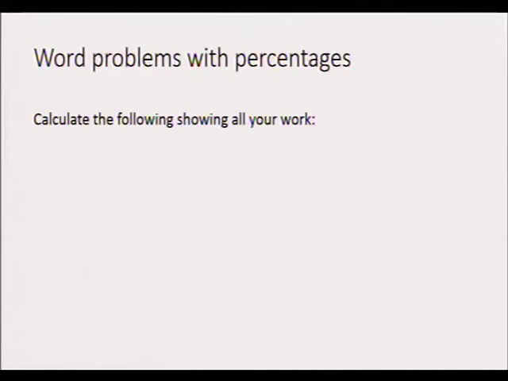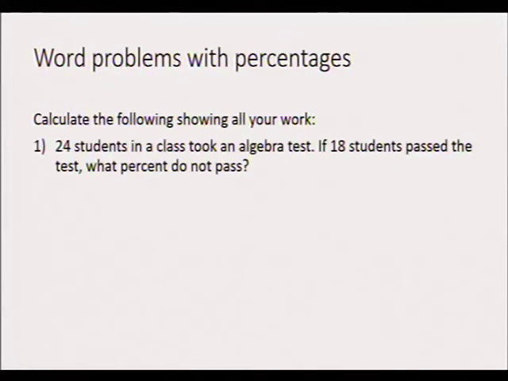Word problem with percentage. Sometimes they give you word problems that have percentages, and you need to find out the percentage or the answer. So, say for example, 24 students in a class took an algebra test. Now, if 18 students passed the test, what percentage did not pass? So we know there are 24 students, but 18 students passed. We are not looking for the percentage that passed. We're looking for the one that did not pass.